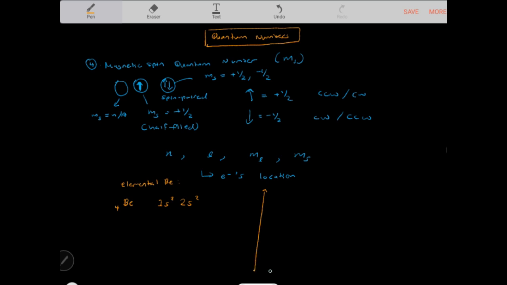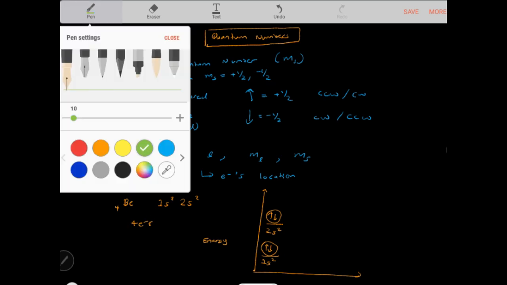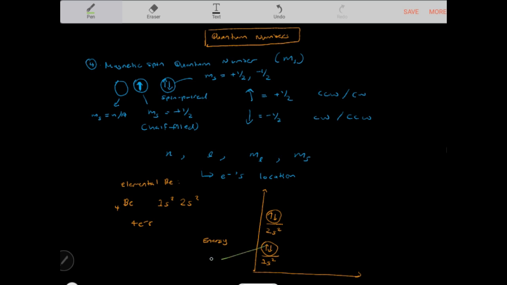Okay, so this is my orbital diagram here. I'm going to put energy on my y-axis, right? I'm going to start up here. So this is 1s2. Okay, so this orbital is completely spin paired, and then we jump to the higher energy level. This is 2s2, and then this orbital is completely spin paired. Okay, let's say I want to pinpoint an electron. Now there's basically 4 electrons located in elemental beryllium. If I wanted to label each electron, let's say I pick this electron. We'll call this electron 1.